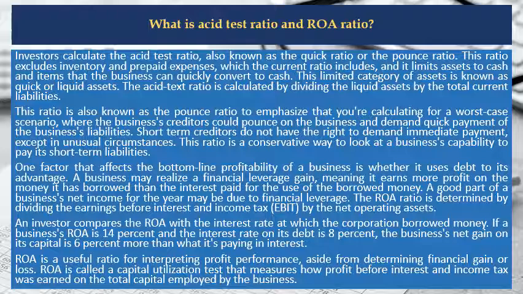This limited category of assets is known as quick or liquid assets. The acid test ratio is calculated by dividing the liquid assets by the total current liabilities. This ratio is also known as the pounce ratio to emphasize that you're calculating for a worst-case scenario, where the business's creditors could pounce on the business and demand quick payment of the business's liabilities.